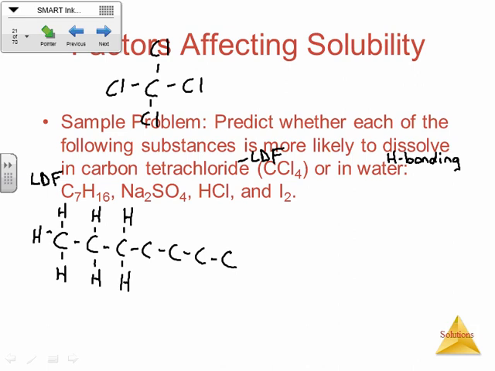What about HCl? Okay, HCl is fairly polar, right? I mean, it's not symmetrical at all because you've just got two things, and there's a big difference in electronegativity between the two of them. So this is polar. Water is very polar. Okay, those two are probably going to mix pretty well. And then I2. Okay, I2 is completely symmetrical, right? It's just a diatomic molecule, so that's going to dissolve better in the CCl4.